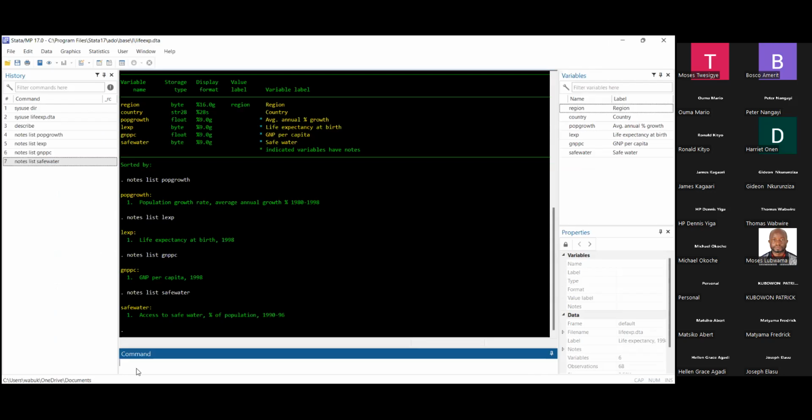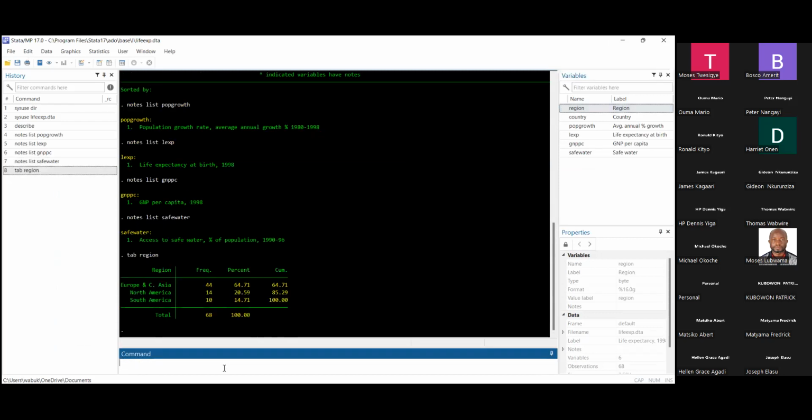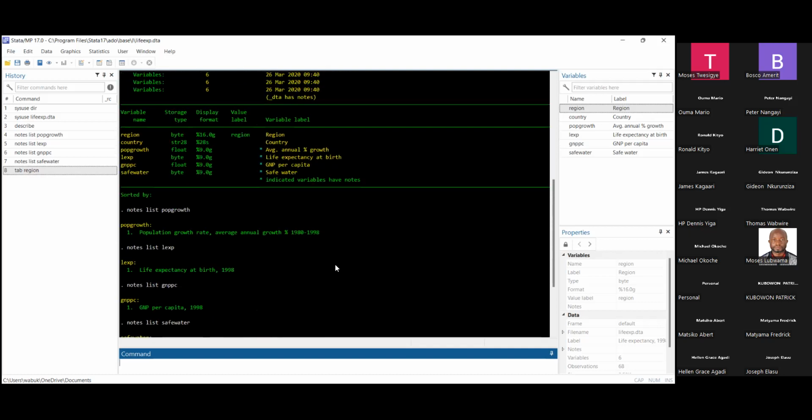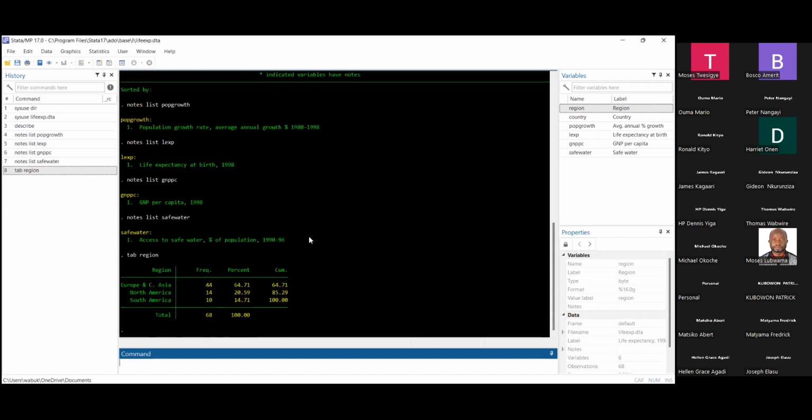can close this and go back. If I want to see the meaning of all these, I can tabulate a variable. For instance, how many regions are we talking about? You just click on it and then it gives you those details. So I have 3 regions out of the 68 countries. 44 are in this region, 14 are in North America, and then 10 are in South America, and so on and so forth. So the first step is to just understand again which data or variables you are dealing with in these contexts, so that you can go ahead and use this variable.